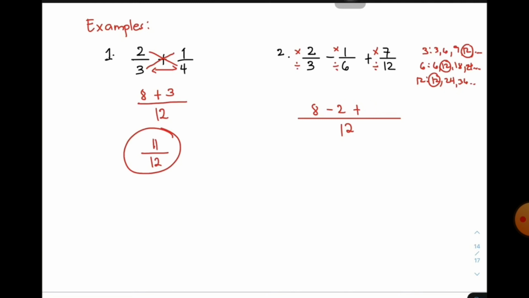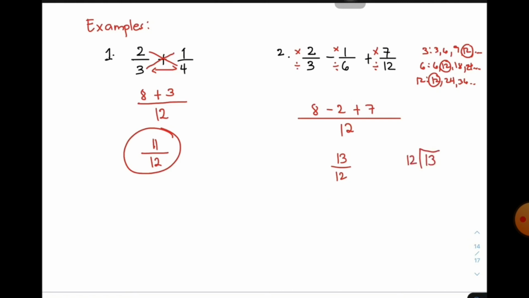So after that, we have to solve the numerators. 8 minus 2, 6. 6 plus 7, we have 13. Then copy the denominator 12. So this is our answer. Okay, since this is an improper fraction, where the denominator is smaller than the numerator, we have to change this to a mixed number.